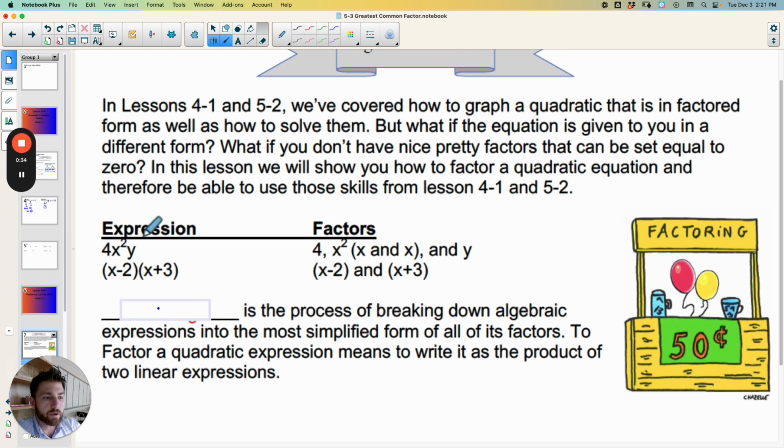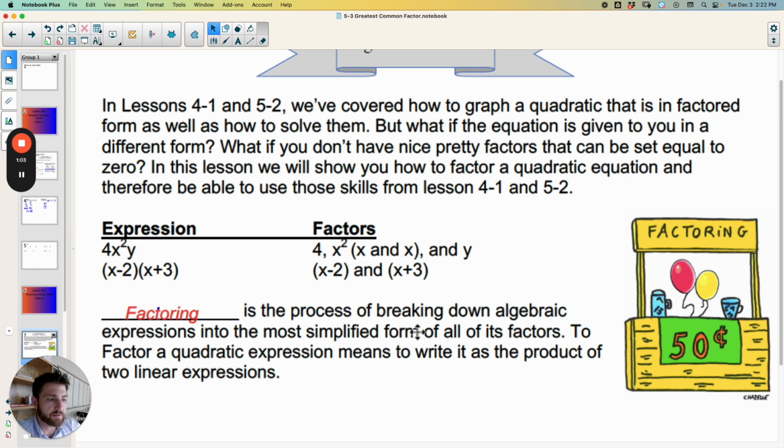So first thing I want us to look at is that if we have an expression, for example here I have 4x squared y, the factors would be 4, x squared because of x, and y. Okay, those are those numbers that are being multiplied. And then if I had this expression here, x minus 2 times x plus 3, our factors are x minus 2 and x plus 3. So make sure you write this in your notes.